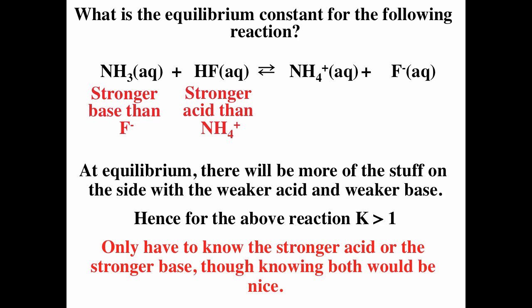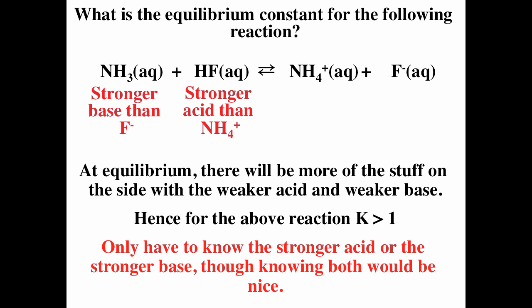And so for this reaction, the ammonia is stronger than F minus, HF is stronger than ammonium ion. So the stronger acid is always on the same side as the stronger base. And so if you need to figure out if the equilibrium constant is going to be greater than 1 or less than 1, you actually just need to figure out which side either the stronger acid or the stronger base is. It's better to figure out both, but because the stronger acid is always on the same side as the stronger base, we actually only need one of them.